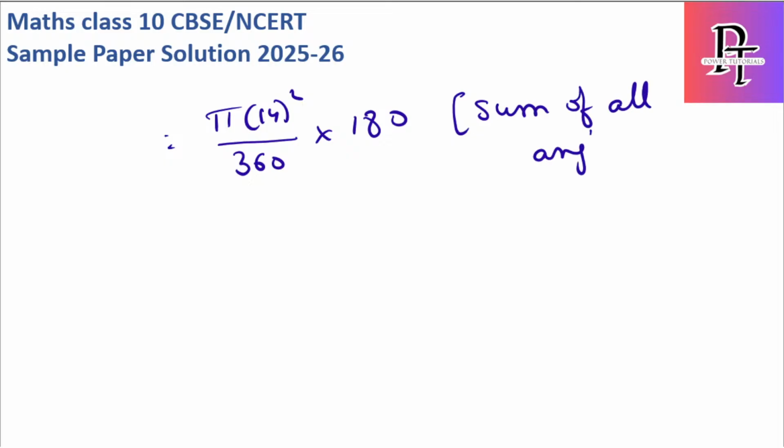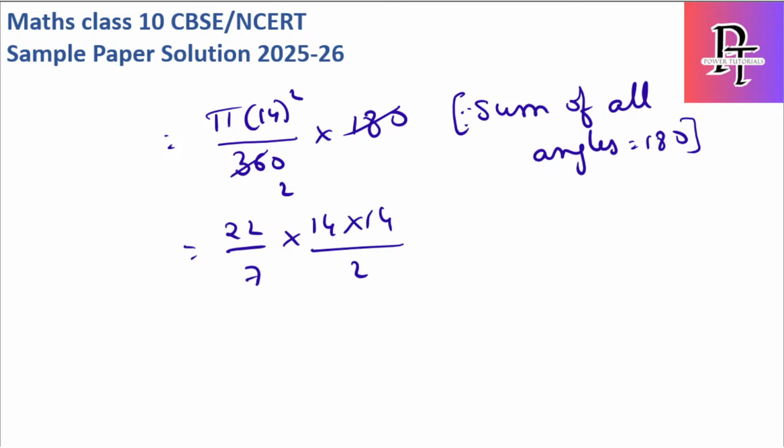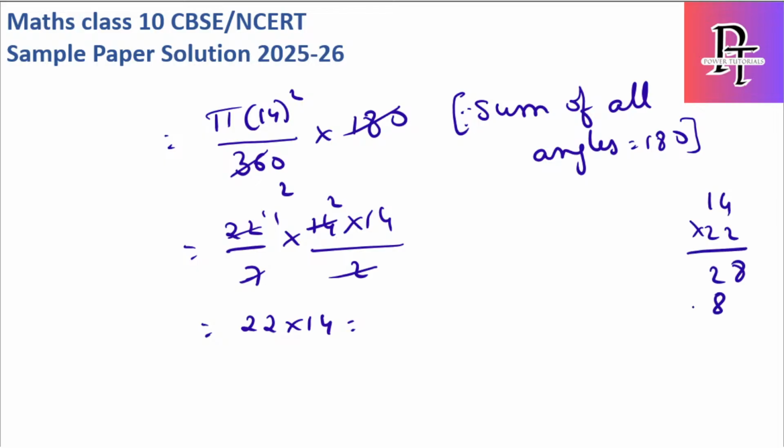Okay, so 180, 2 ones are 2. So if I write pi as 22/7, I can say 14 into 14 by 2, 2 ones, 2 11s, 7 ones, 7 2s. So simply it is 22 into 14, 2 4s are 8, 2 1s are 2, again 8, so it becomes 308 centimeters square.